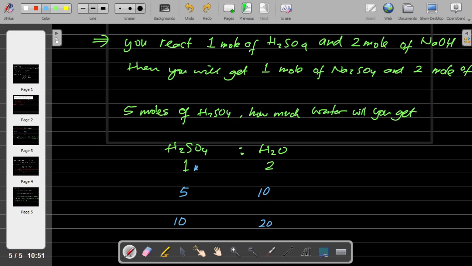So that's the meaning of why we have to put coefficients, and why we have to balance the equation: because when we have a balanced equation, we can predict how much we need and how much we can produce by using the balanced equation. So 5 moles, you will get 10 moles of water, and when you have 10 moles of sulfuric acid, then you will get 20 moles of water.